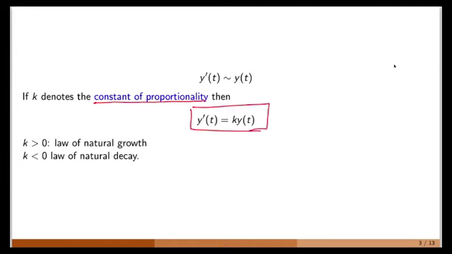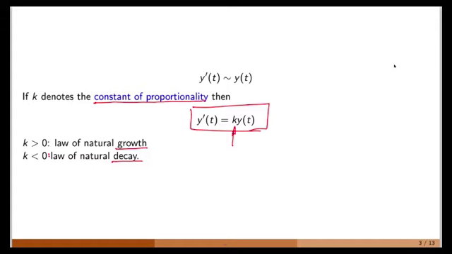And then we have two choices for k. k can be positive or negative. So if k is positive, we call it the law of natural growth, and if k is negative, it's natural decay. Again, look at the equation. We all know that if y prime is positive, a population grows. So if k is positive, the population grows. If y prime is negative, y decays over time. So if k is negative, then we have natural decay.